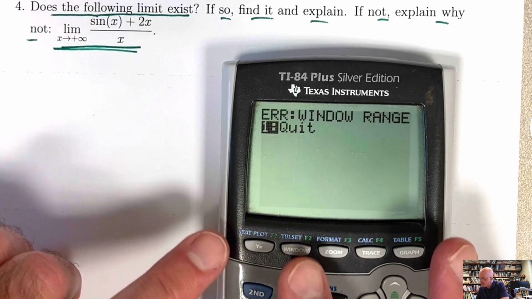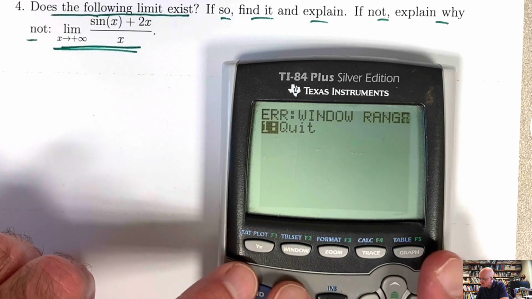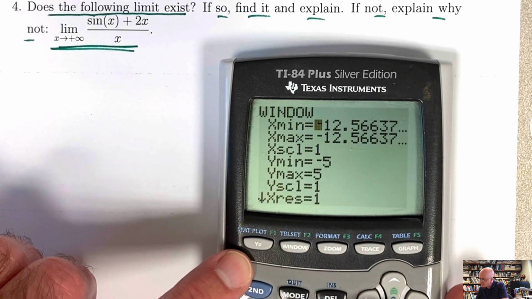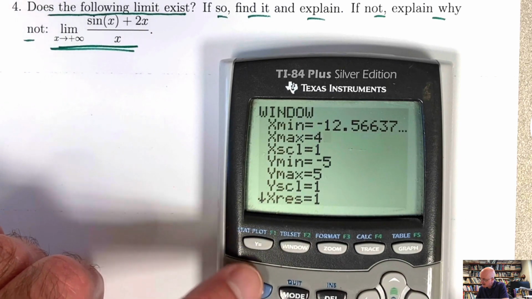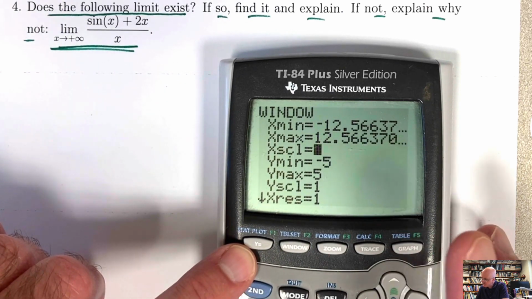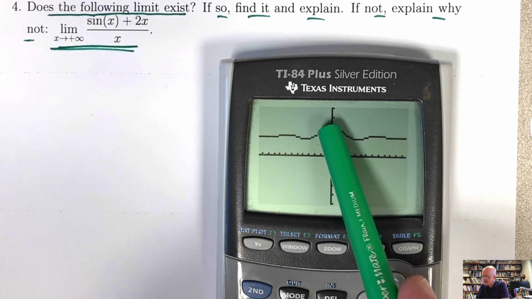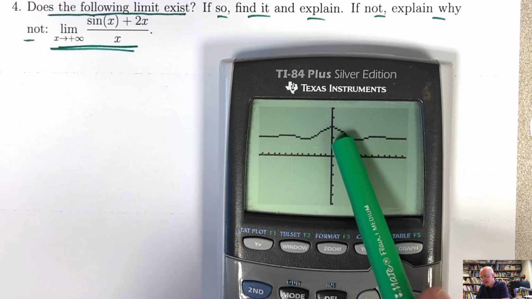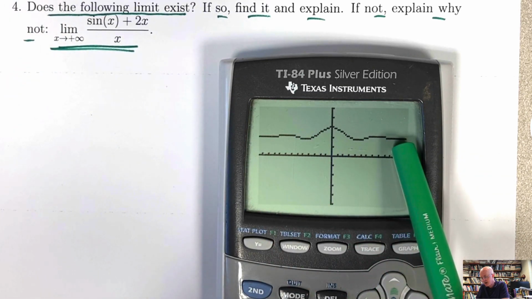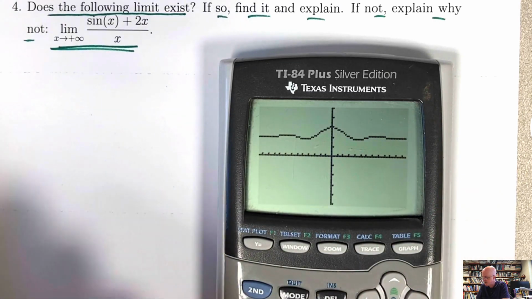Oops, let's see, window range. I must have done something wrong there. Window, negative 5 to 5. Oops, I need a positive 4 pi there. 4 pi, there we go, that should do it. What do we see? Okay, we see a graph that's oscillating in a weird looking way. The oscillation, the amplitude you might call it, is big when x is close to 0 and then gets smaller perhaps as x goes further from 0.